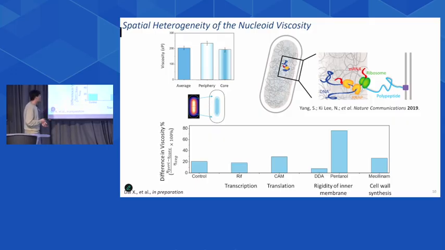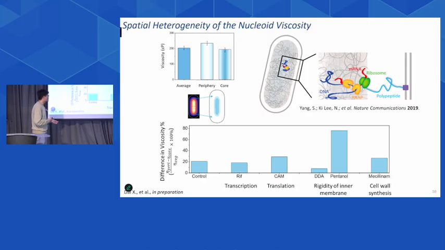How do we test that? We perturb different biological processes. We use rifampicin to arrest transcription. We use chloramphenicol to inhibit translation. We also use DDA and pentanol to change the rigidity of the inner membrane. We also thought about whether cell wall synthesis can be a reason for this spatial heterogeneity. Then we calculate the difference in viscosity by percentage.